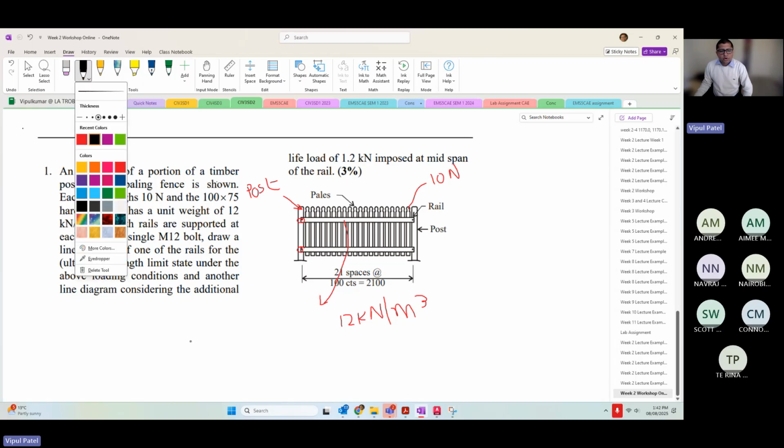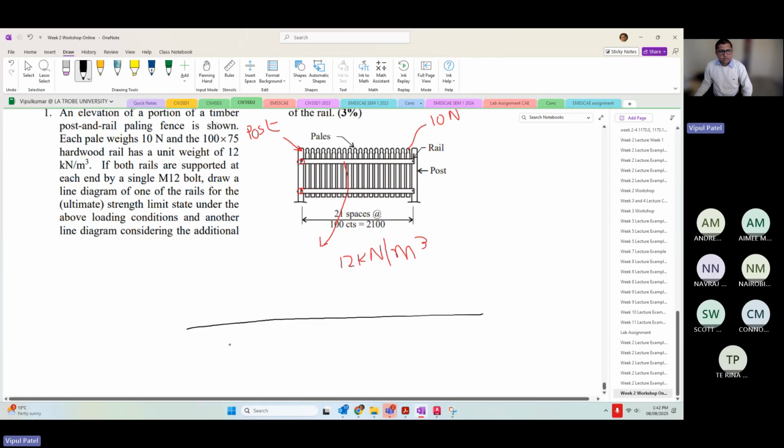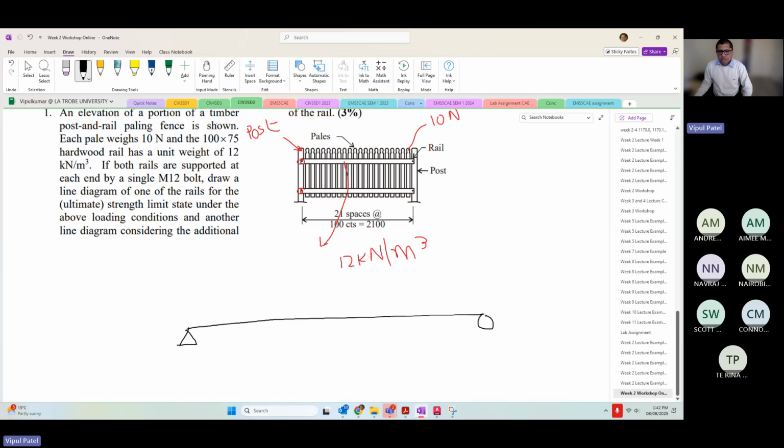So this one is 2.1 meters. Like this, 2.1 meters. Draw the line. Put the supports here, and then 2.1 meters. If you are a little bit of an artist and you like to decorate, you can say that this is your rail.